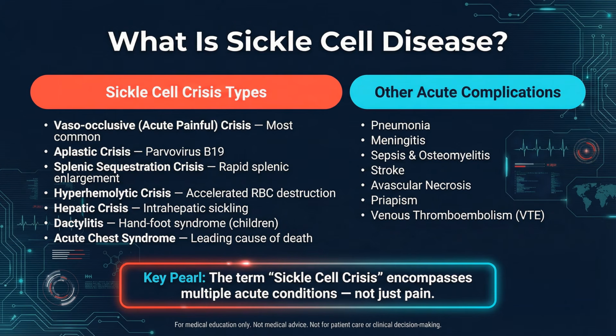As you can see here, we have the classic vaso-occlusive or painful crisis, which is the most common. But we also have aplastic crisis, often triggered by parvovirus B19, splenic sequestration, characterized by rapid splenic enlargement, and others like hyperhemolytic and hepatic crises. And of course, acute chest syndrome, which is the leading cause of death in these patients. On the right, you see a list of other serious acute complications that can arise, from infections like pneumonia and meningitis to stroke and venous thromboembolism. We must keep this broad differential in mind.